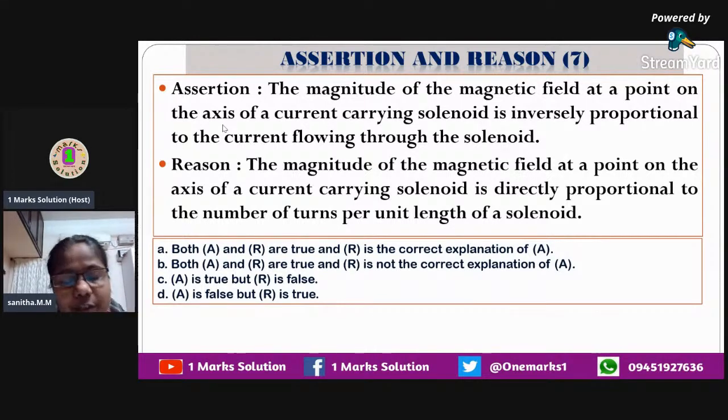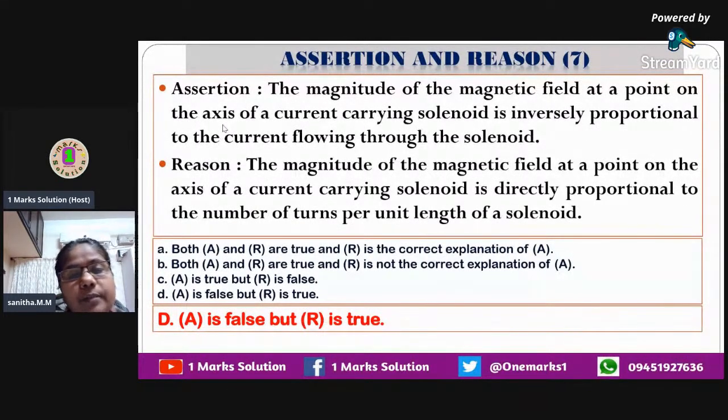I'll tell the equation also. B is equal to mu 0 n i. Mu 0 is the permeability of free space. n is the number of turns per unit length. B is the magnetic field, so it is directly proportional to the number of turns. When the number of turns increases, the magnetic field also increases. So the reason is true, but the assertion is false. That means it is not inversely, it is directly proportional.